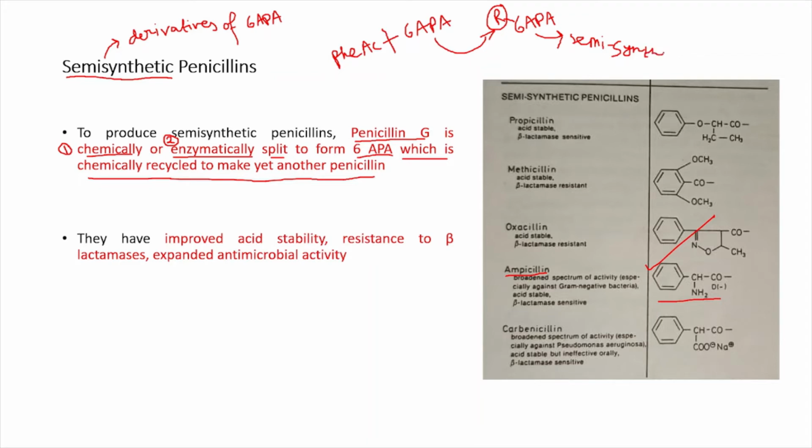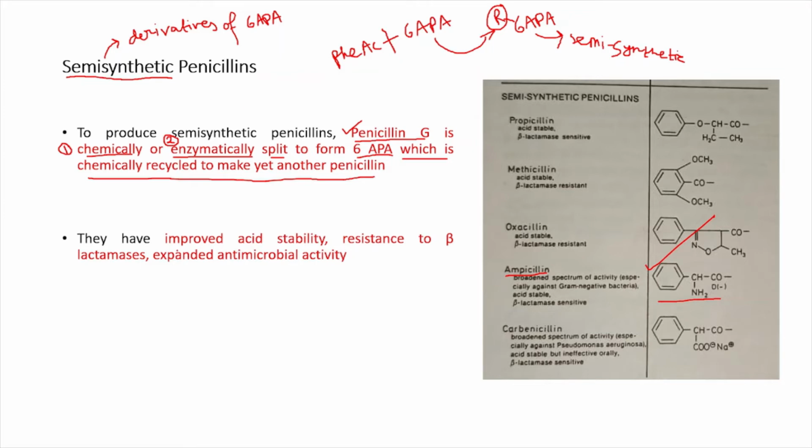In this way you can prepare semi-synthetic penicillins from natural penicillins by splitting the bond between phenylacetic acid and 6-APA. So the most general step of preparing semi-synthetic penicillin is breaking the bond in penicillin G. This is the most common naturally occurring biosynthetic penicillin that is used for the synthesis of semi-synthetic penicillin.